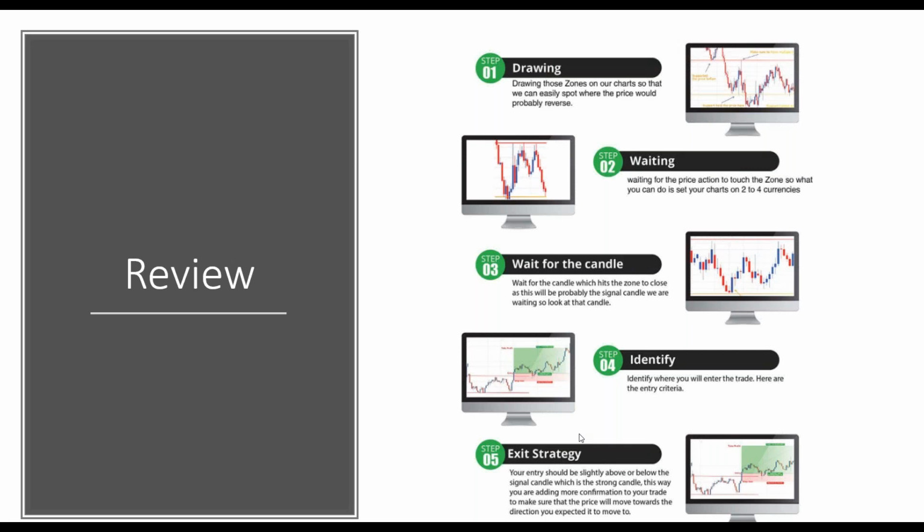Our entry should be slightly above or below the signal candle, which is the direction the price is moving, which is the strong candle. This way you're adding more confirmation to your trade to make sure that the price will move towards the direction you had expected it.